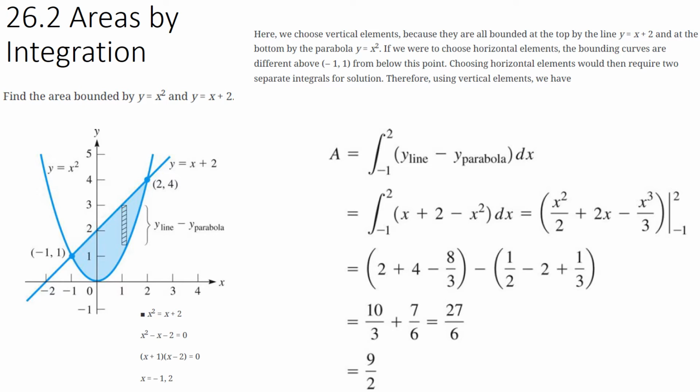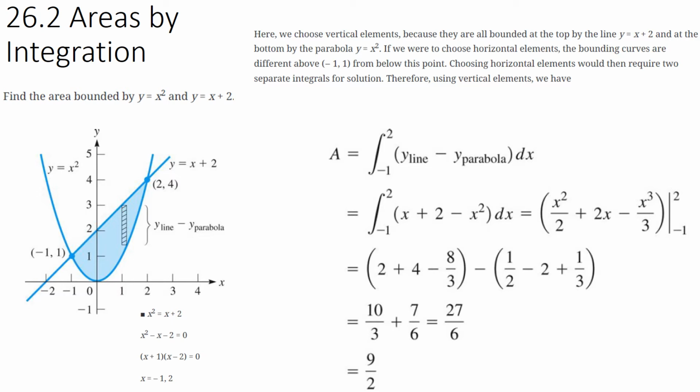So the formula for the line is y equals x plus 2, so I'll put that in there. And the formula for the parabola is y equals x squared. So I'll take the formula of the line minus the formula of the parabola. That's how I get the second row there: x plus 2 minus x squared, all times dx. After I take their integral, I find that I have x squared over 2 plus 2x minus x cubed over 3.